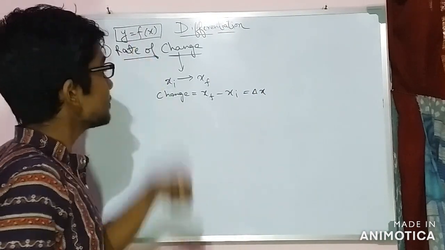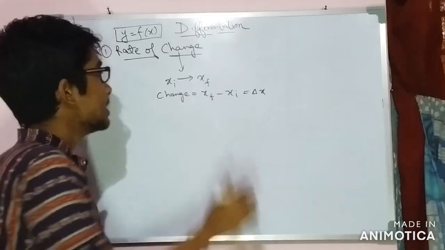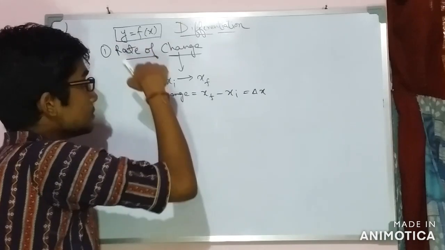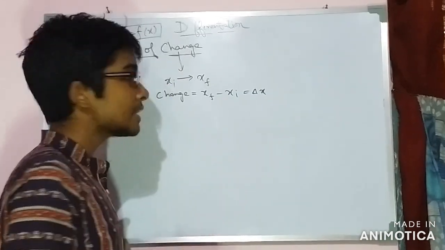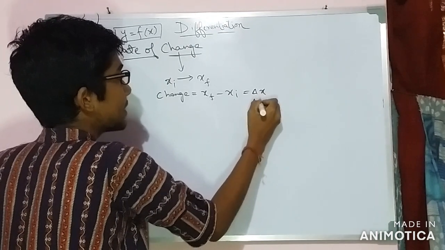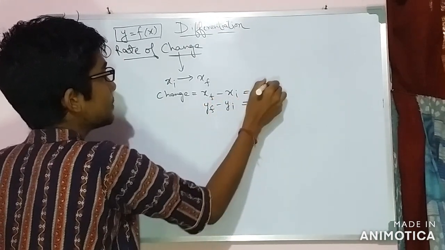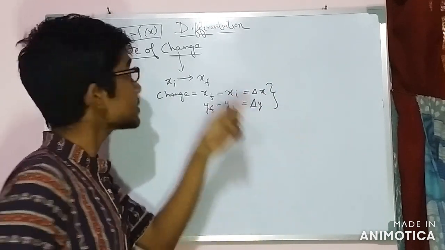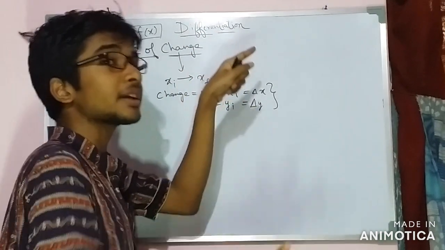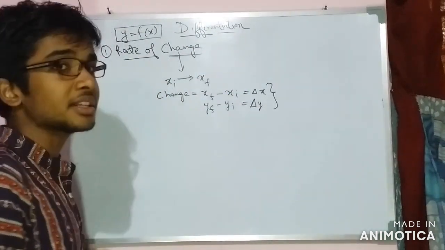Now, y is a function of x, so corresponding to the change in x, that is delta x, there will be a change in y, that will be delta y, and we can write that as y final minus y initial. This is a change in x, this is a change in y, and why did y change? Because y varies as a function of x. Now, you understood what is change.